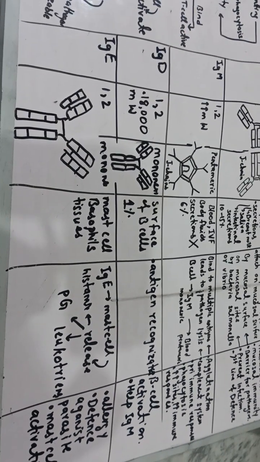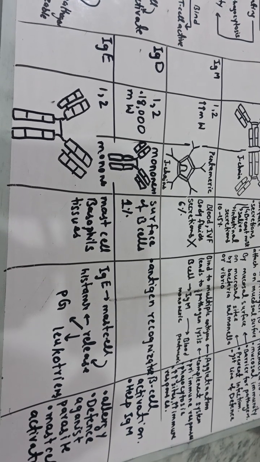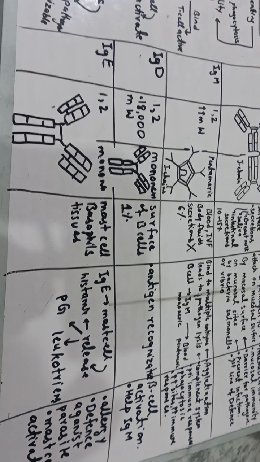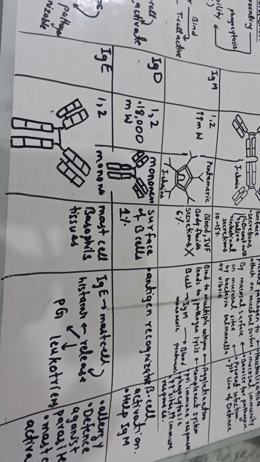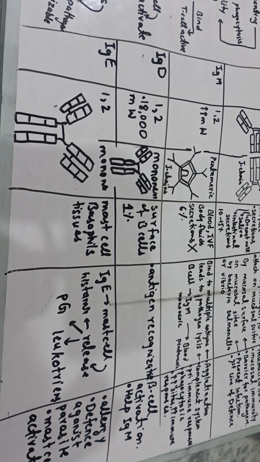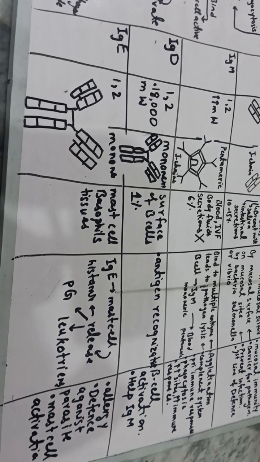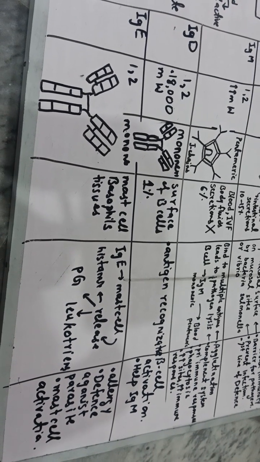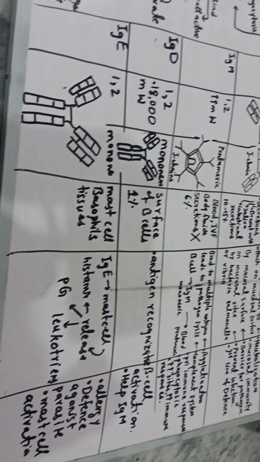Next and last type of antibody is IgE. It has two subtypes, 1 and 2. Their structure is given. They are monomeric, present on mast cells and basophils in tissues. They attach to mast cells, causing the release of histamine, prostaglandins, and cytokines, which cause increased inflammation. They play an important role in allergy, defense against parasites, and mast cell activation.